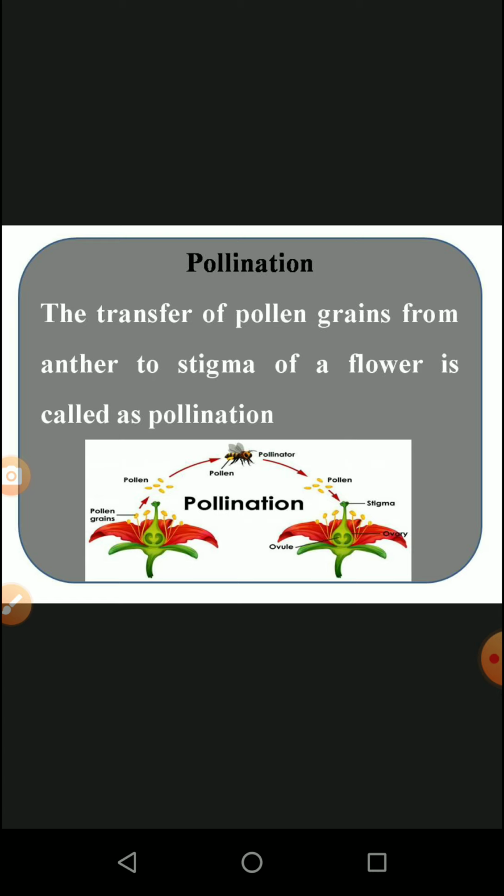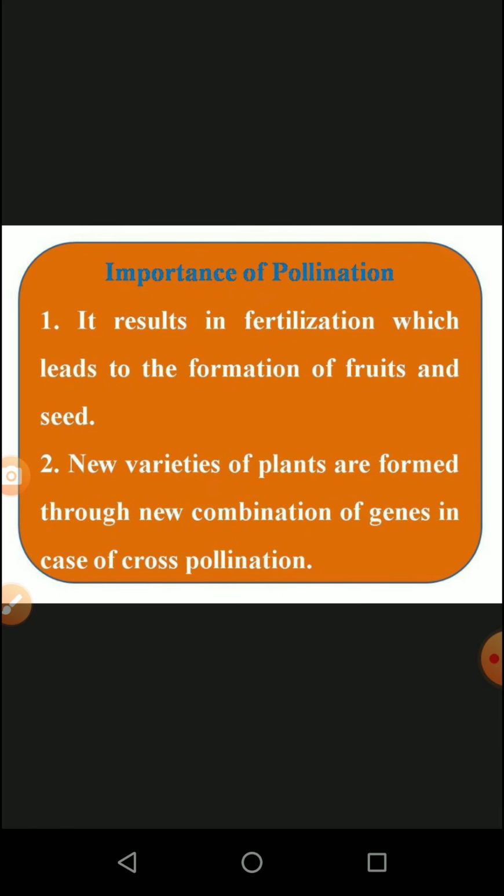And pollination, I already told you, the diagrammatic representations explain it very clearly. The transfer of pollen grain from the anther to the stigma of the flower is called pollination. Only the pollen grains are transferred; the anther is not transferred, the pistil is not transferred, only the male gamete, the pollen grain, which reaches the female part. And the importance of pollination: why is pollination going on? What is the role of pollination? It results in fertilization, which leads to the formation of fruit and seeds.